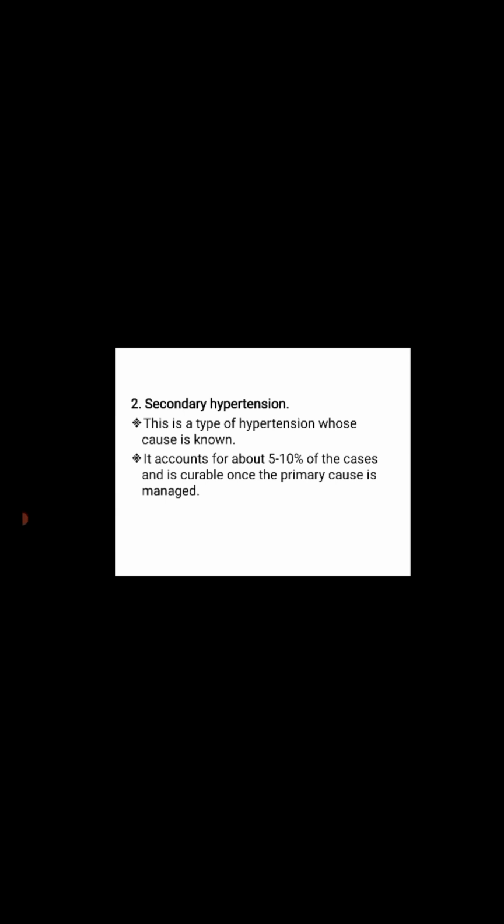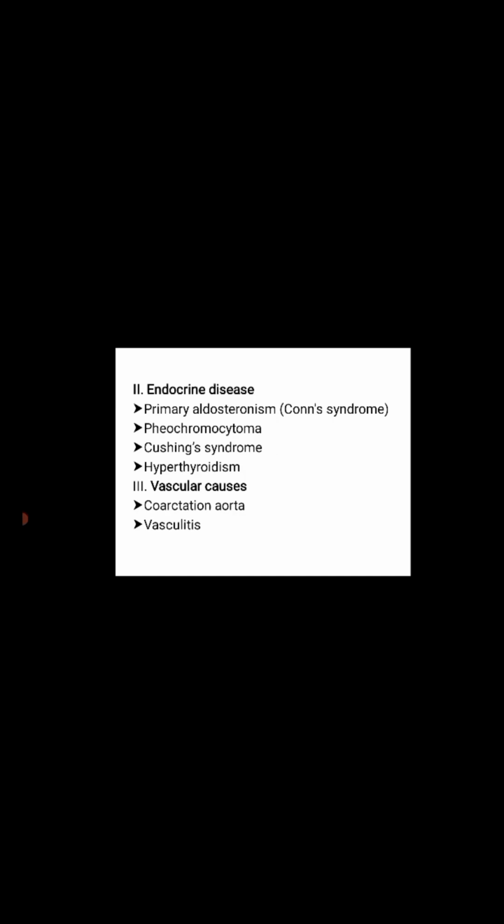Secondary hypertension is a type of hypertension whose cause is known or can be singled out. This type of hypertension accounts for 5 to 10% of the cases and is curable once the primary cause is managed. So these are some of the causes of secondary hypertension. Number 1, renal, that is kidney related. Under that subtopic, you have chronic kidney disease, renal artery stenosis and glomerulonephritis. The other one is polycystic kidney disease.